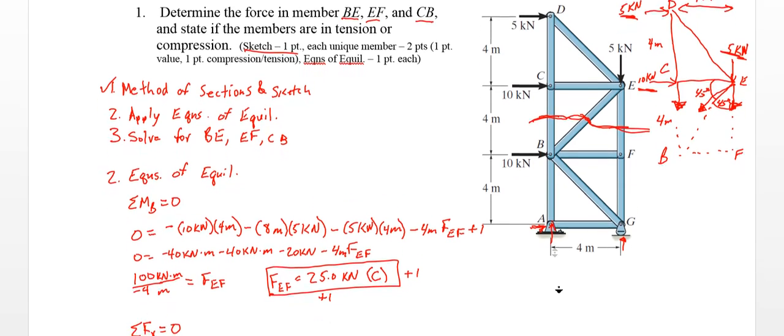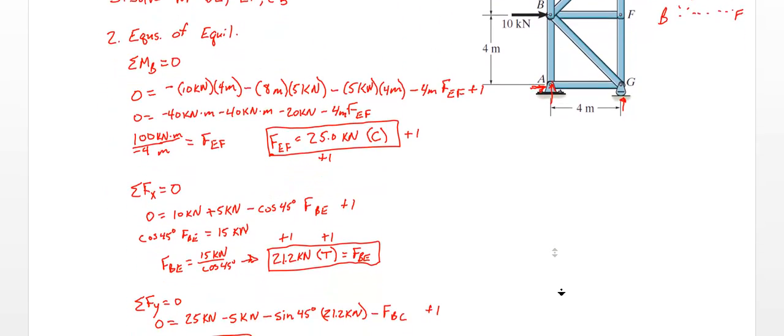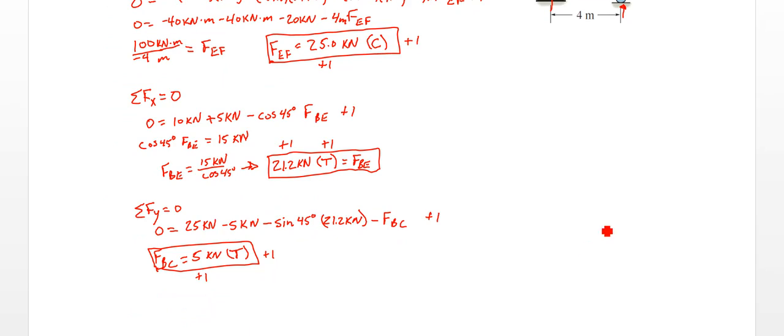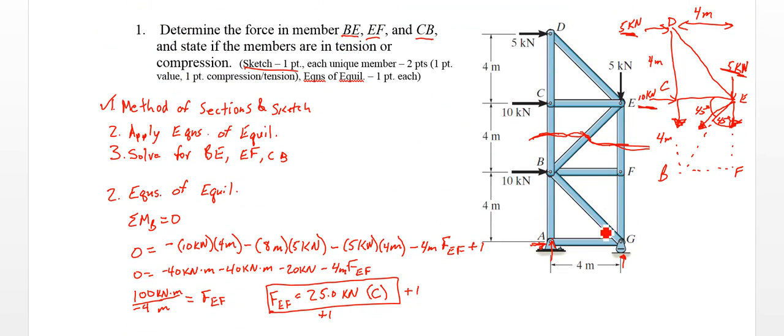I mentioned before, we could do a moment around E. Let me just scroll up here. So we'll take a look at E. This would solve for BC a different way. Sum of the moments around E equals 0. So we'd have 0 equals, we have 4 meters times FBC. That would be going down, so that's going to be counterclockwise around E. So that's a positive moment.